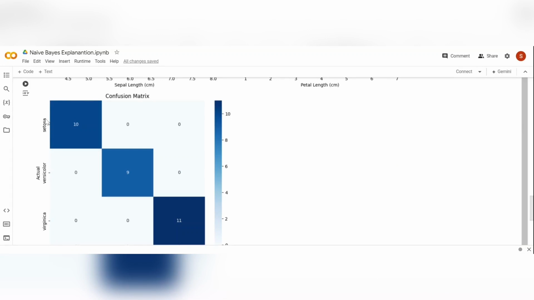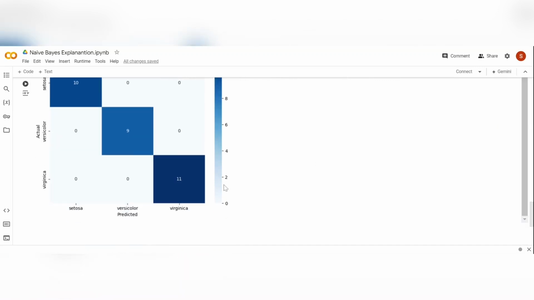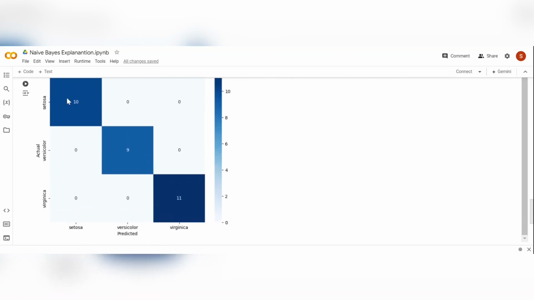It tells us that for every actual prediction that was supposed to be done, what was actually predicted. Like over here, actually we were supposed to get setosa. How many times did we get setosa? All 10 times. And then how many times did we get versicolor? 0 times. And how many times did we predict virginica given that it was setosa? Again 0 times. This means that every single time the model was supposed to predict setosa, it has predicted setosa. Similarly for versicolor and also for virginica, which gives it its 100% accuracy.